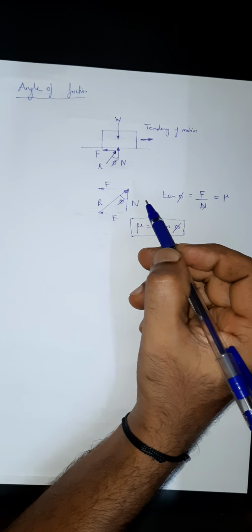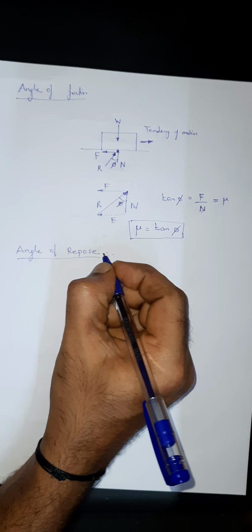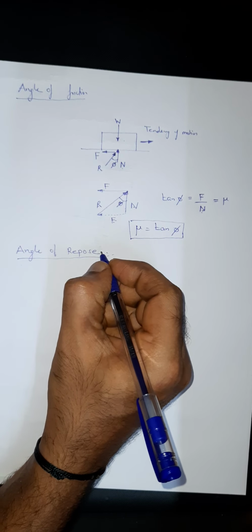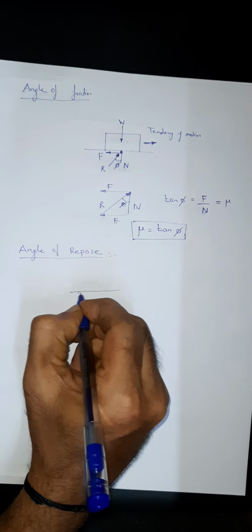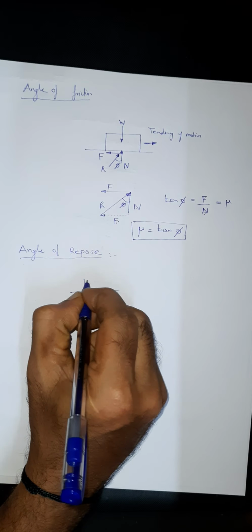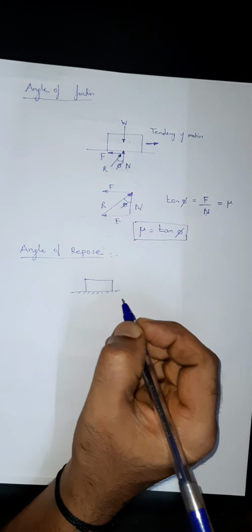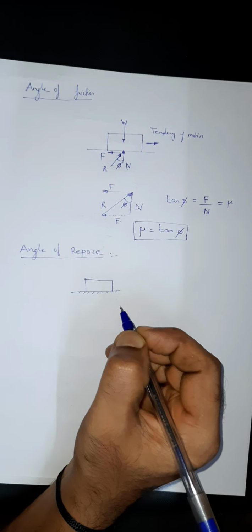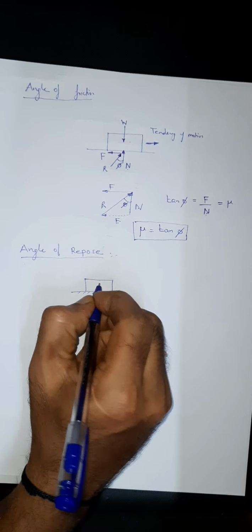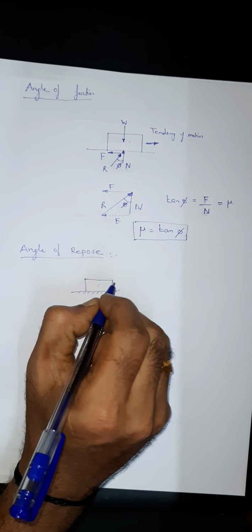So now I am going to tell about the angle of repose. The definition of angle of repose is the minimum angle at which the body starts to move. Assume it's a horizontal plane and your body is kept over it and no force, not even any external force, is applied on this body. So therefore it doesn't move. It became static. That means it remains at rest. It's not moving at all.